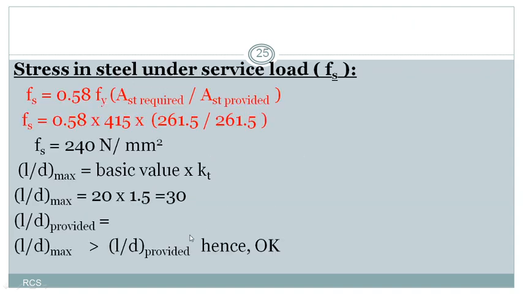So the percentage of steel is 0.25%. Similarly, we calculate the stress in steel under service load using this formula: Fs is equal to 0.58 Fy, whole multiplied by AST required by AST provided. Here in this case both are the same. After substituting the values, we get Fs equal to 240 Newton per mm square. If the slab is safe against deflection, it should fulfill this criterion: L by D maximum must be greater than L by D provided.